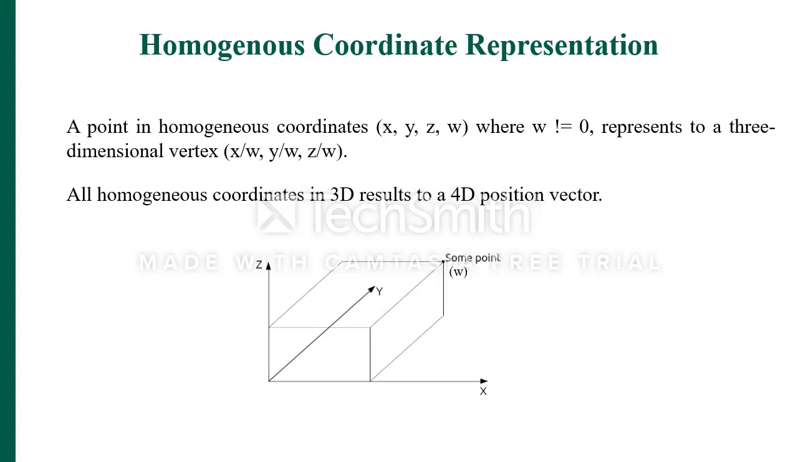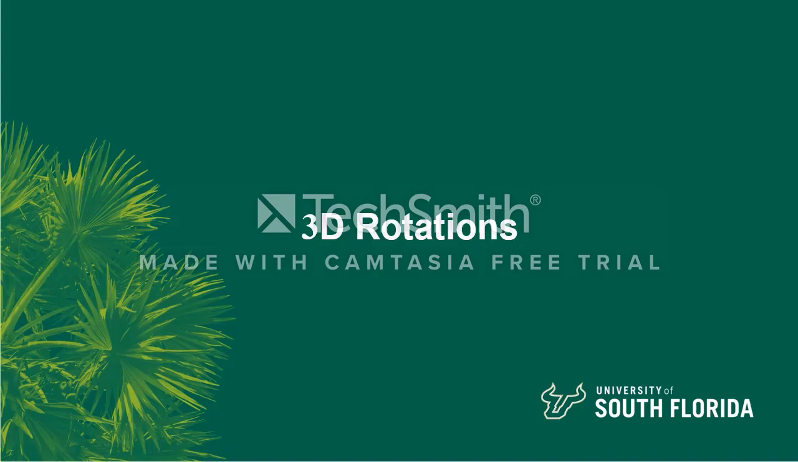For example, let us say the homogeneous coordinate is x, y, z, and w, where w must not be equal to 0, because if it is 0 it becomes a null point and there is no value for it. That's the reason w must not be 0. To represent a three-dimensional vertex in homogeneous coordinates, the fourth coordinate w divides x, y, and z, which results in the x, y, z point. All homogeneous coordinates in 3D give rise to a 4D position vector, and using this we can find infinite points of x, y, z.